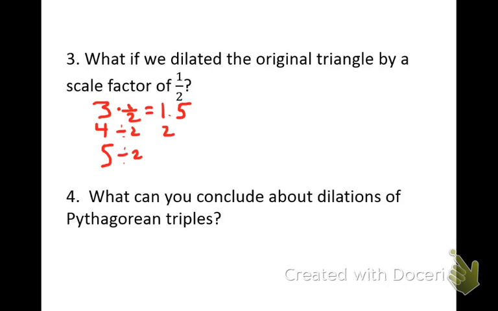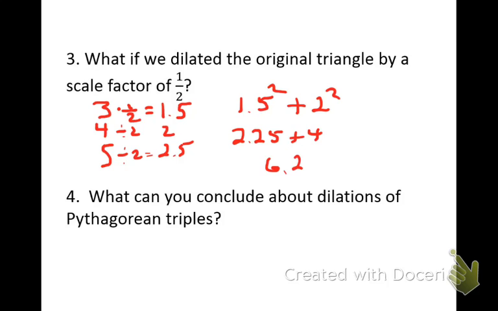So if we square these, 1.5 squared, you're going to get 2.25. 2 squared would be 4. And that gives us 6.25. So if we square 2.5, we do get 6.25. So again, yes, these two are equal.